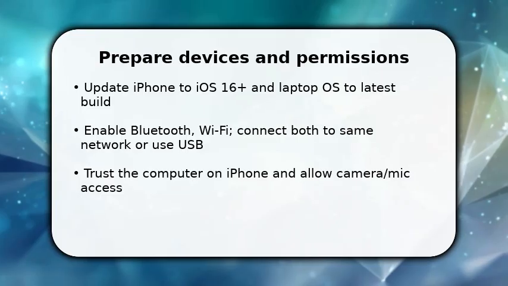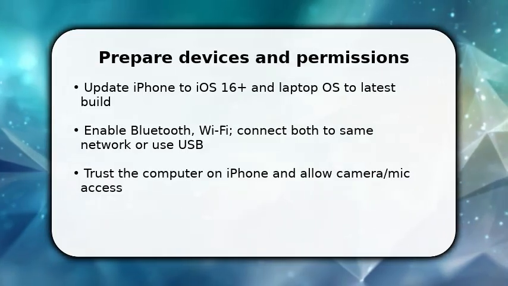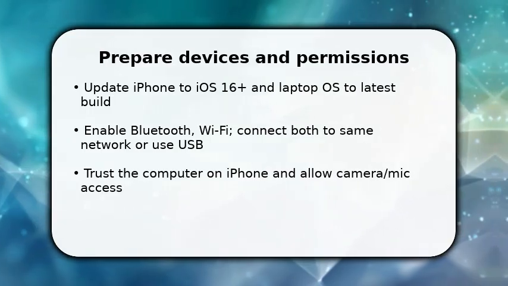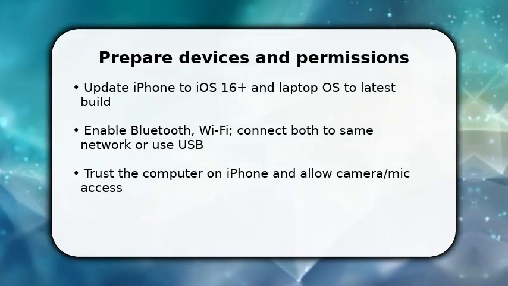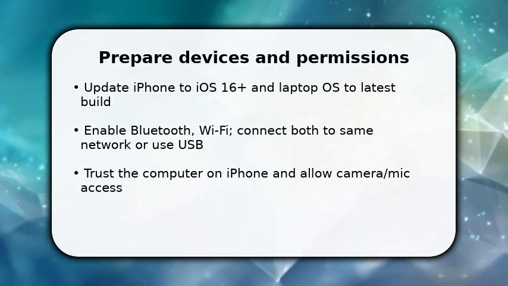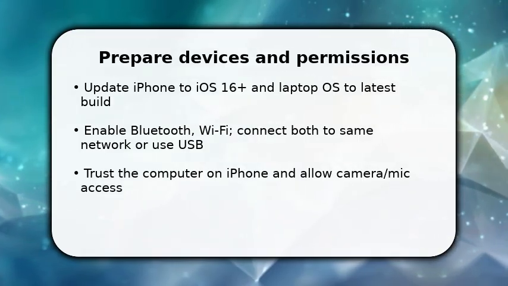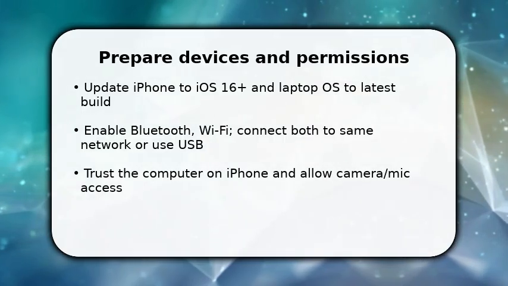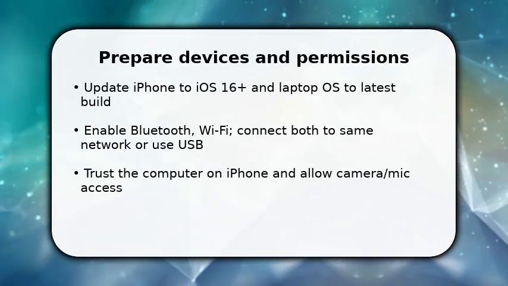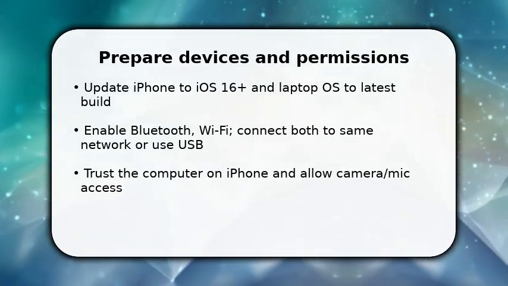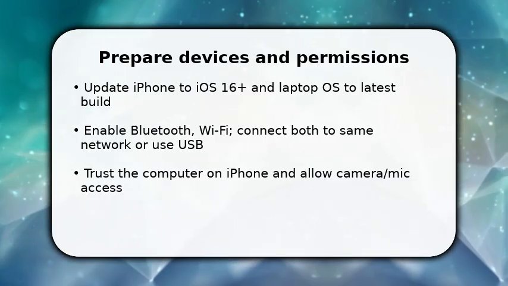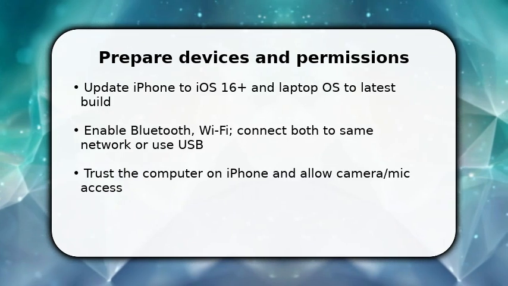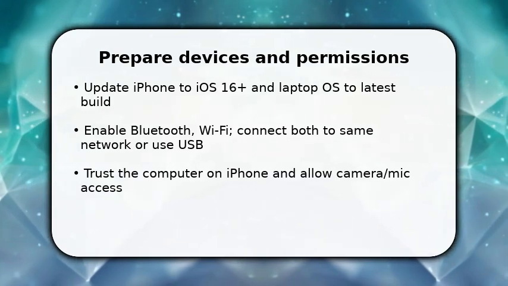You start by preparing both devices. Update the iPhone and laptop so compatibility issues are minimized. Once done, enable Bluetooth and Wi-Fi on each or plug in a USB cable for a direct connection. Make sure you unlock the iPhone and tap Trust when prompted so the laptop can access device functions. You also need to allow camera and microphone access in any app you'll use. This establishes permissions and connectivity, so the laptop can recognize the iPhone as a camera input.